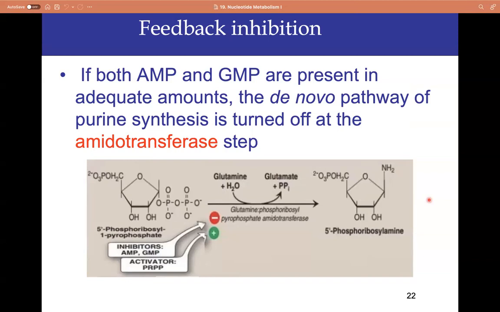Notice how much emphasis is being given to this step because it is very important. She likes to ask things like, okay, what are factors that might be rate limiting factors, might be inhibiting factors of this enzyme? What are activating factors of this enzyme? What is the end product? What is the beginning product, etc.